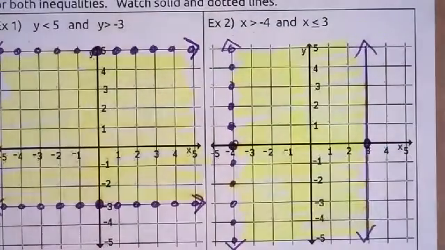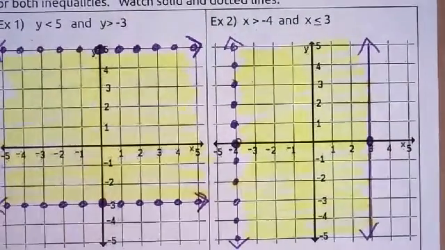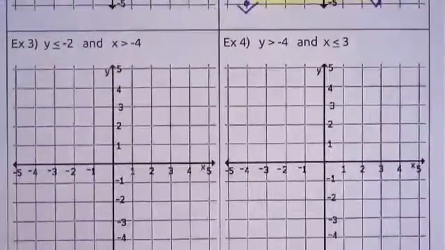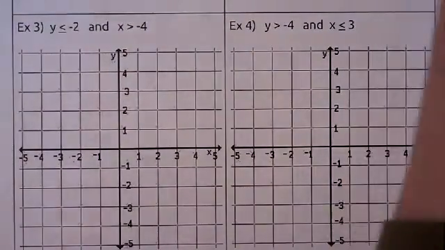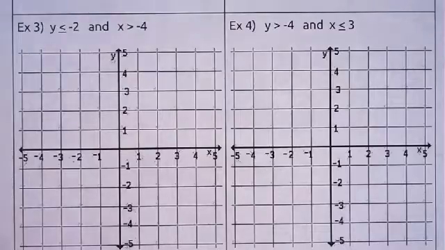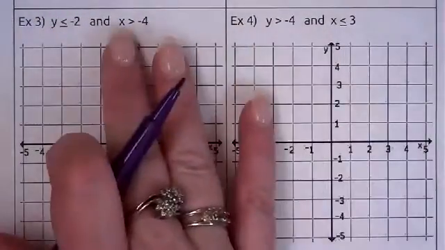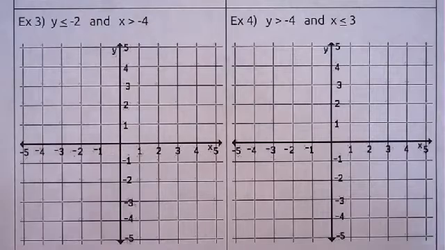There we go. Okay, now pause it again if you need to. Make sure you got this copied down, and then we'll go to example 3 and example 4. Now, example 3 and 4 is different because you have one y inequality and one x inequality. So still the same thought process, but it's going to look a little different.